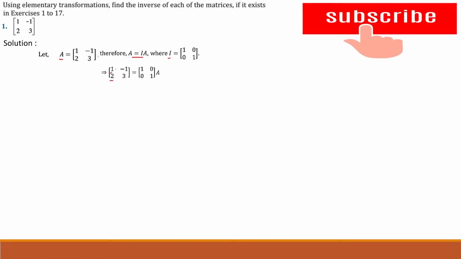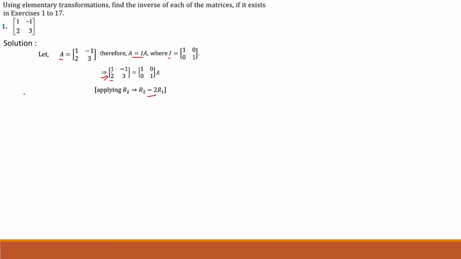So what will be the transformation? हमें रो 2 में ट्रांसफॉर्म करना है. So transforming R2 which is 2 minus 2 into 1 अगर हम करेंगे तो it will be 0. So the transformation will be R2 minus 2R1. ट्रांसफॉर्मेशन सिर्फ रो 2 में हो रहा है. So रो 1 we will write as it is in both the matrix. ये एलिमेंट तो 0 हो गया.